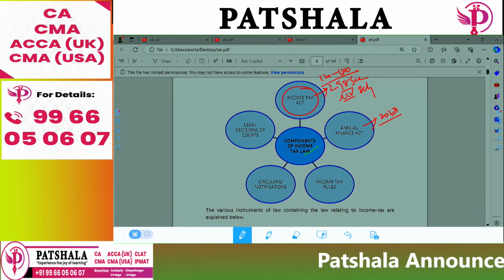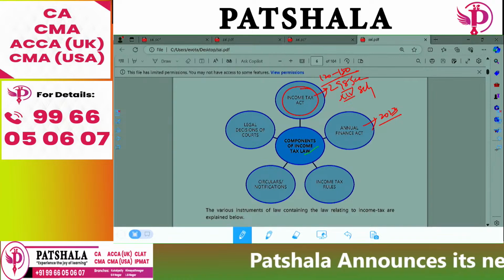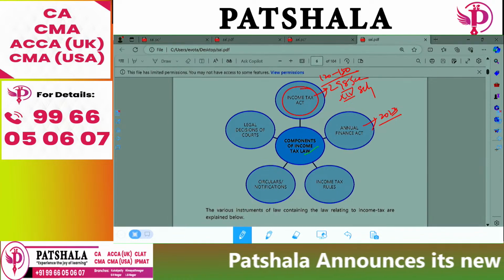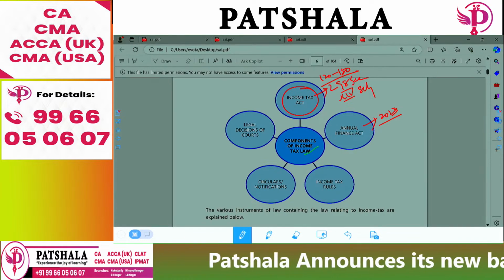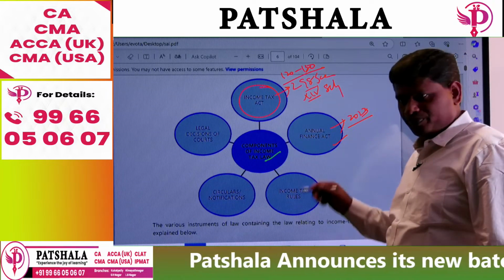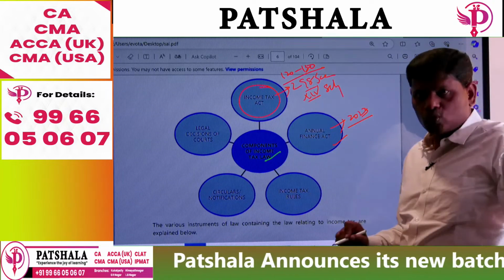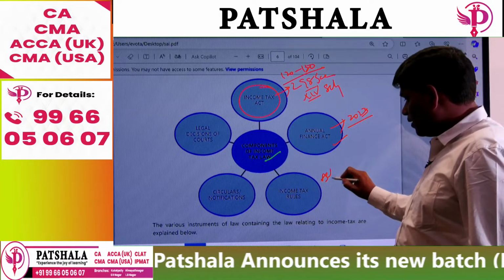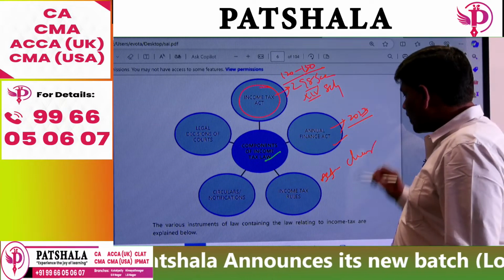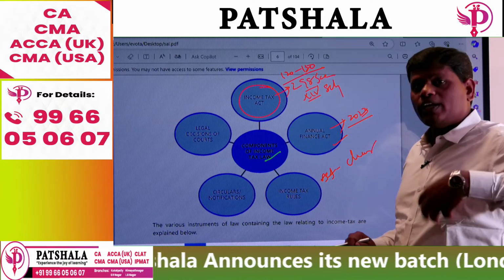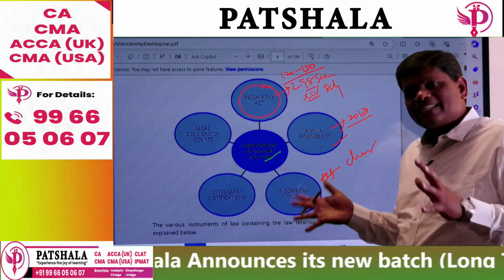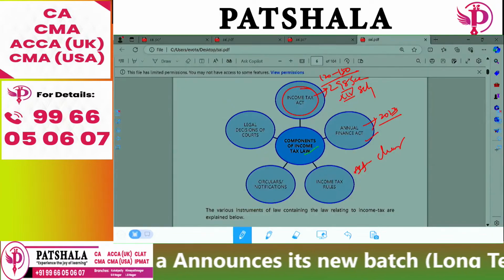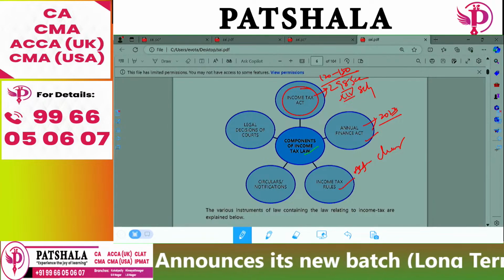Okay. How will this Finance Act come into the picture? This Finance Act will come into the picture through the help of the budget. Okay. With the help of the budget, every year a new Finance Act will come into the picture. Then we have got income tax rules. When the act was made, there are certain points where an act is not clear. So what they want to do, they want to make certain rules and regulations. They use income tax rules.